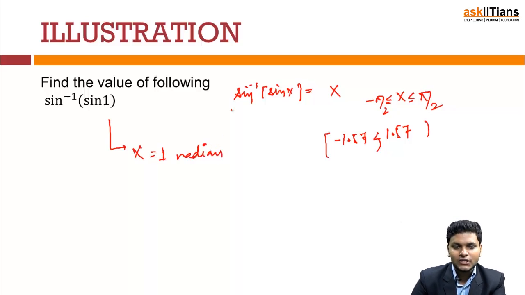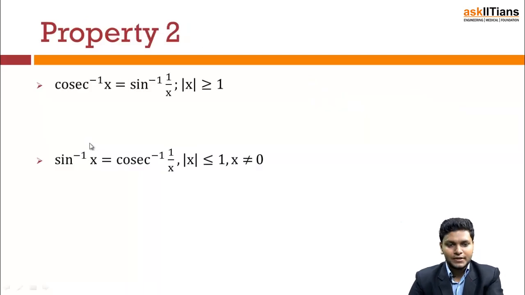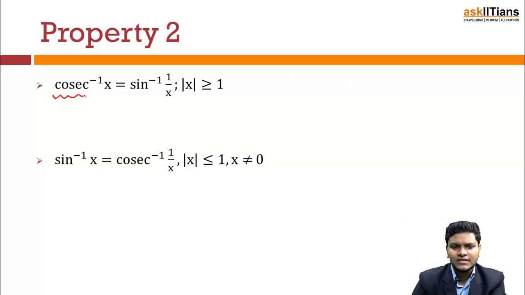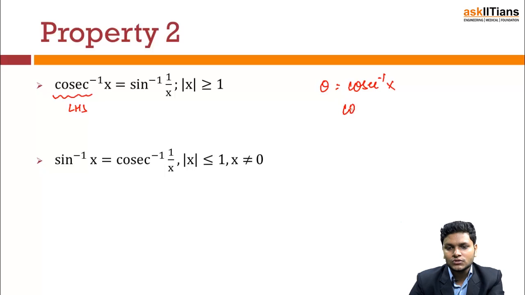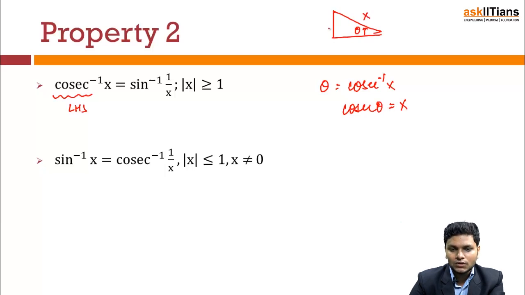So this is how we have used the property in order to find the solution to these kinds of questions. Second property: cosec inverse x is equal to sine inverse 1 by x when mod of x is greater than or equal to 1. Let us understand this. Suppose this is theta, and this is cosec inverse x. So I'll have a triangle in which cosec theta is x. Let's draw it: this is theta, cosec theta will be this over this, and this side will be square root of x square minus 1, because that is how the triangle is going to come up.